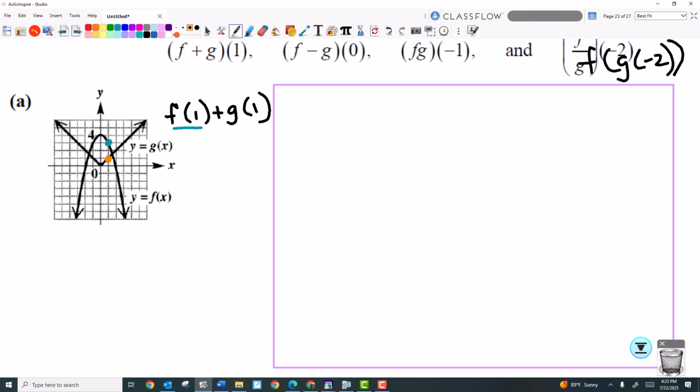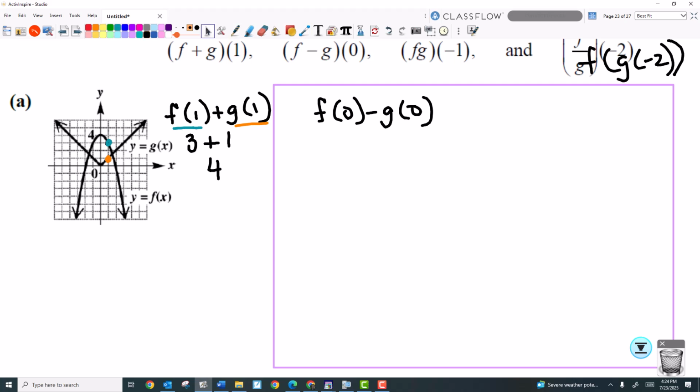So f of 1 is the y value. Remember we said that was the y value. So f of 1 is 3 plus g of 1 is 1. So 3 plus 1 is 4. Then we're going to do f of 0 minus g of 0. And we're going to do it all for A, then we're going to go back and do it for B.